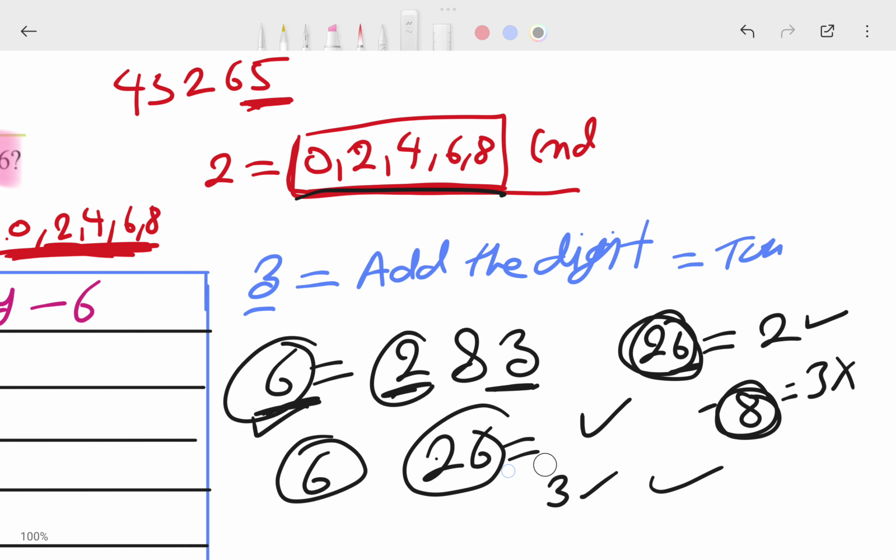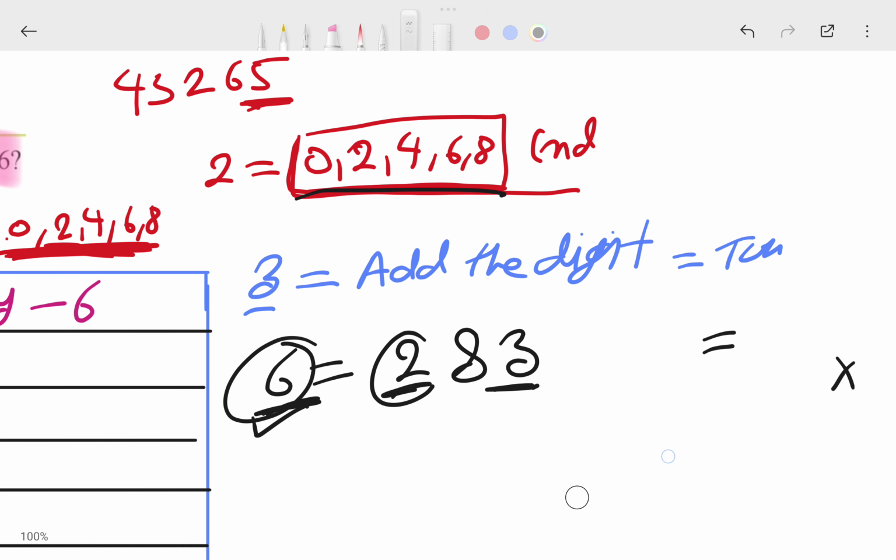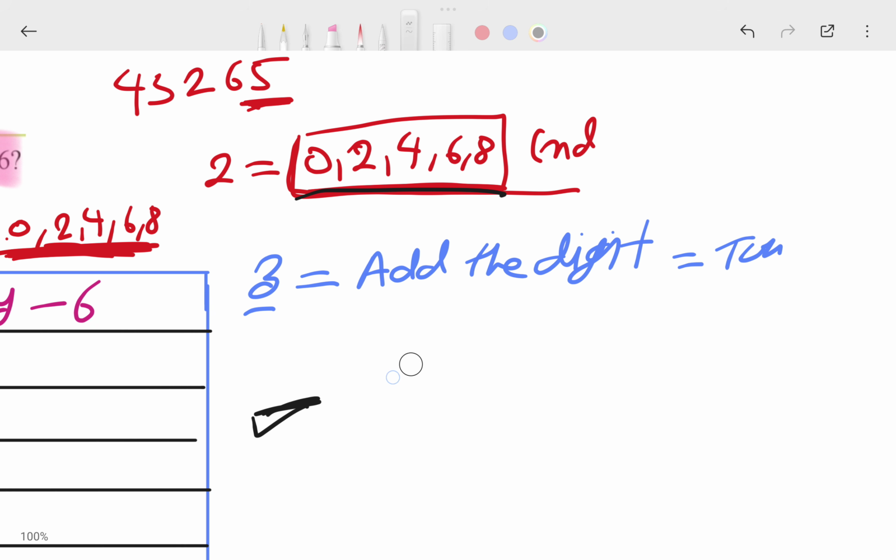I know that you are not understanding this one. I will explain again to you. Okay, now just look at this. So first I will explain again. What is the divisibility rule of 2?